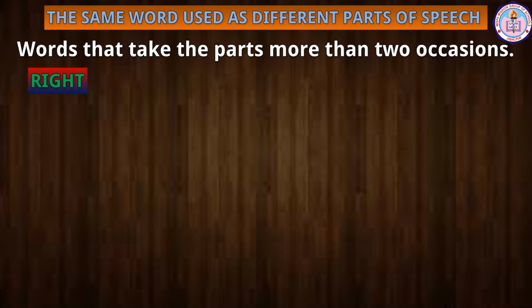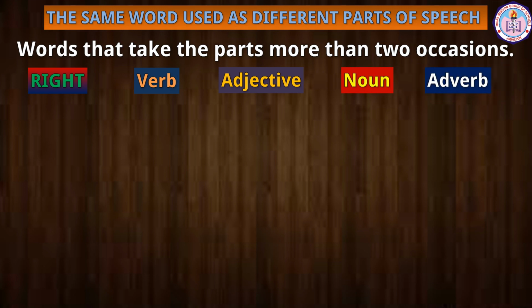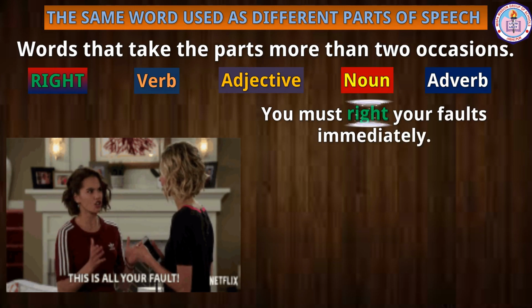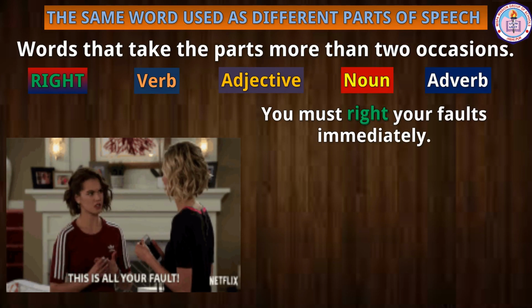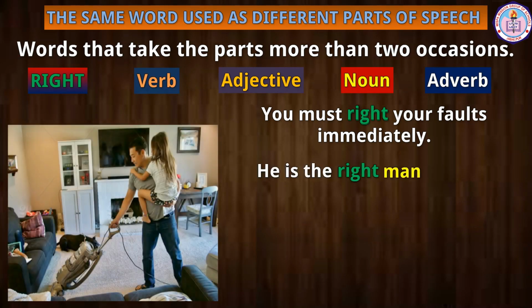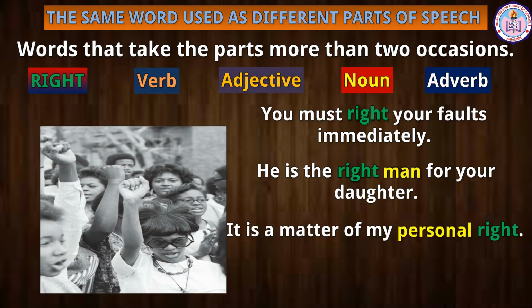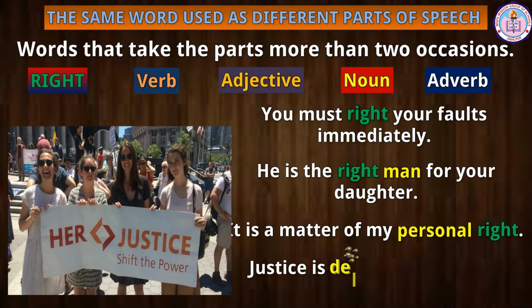Right. The word right can be used as a verb, an adjective, a noun, or an adverb. Examples. You must write your faults immediately. Here, write is the action word in this sentence, keeping the role of the verb. It means you should correct your faults immediately. He is the right man for your daughter. Here, right is an adjective of the noun man. It is a matter of my personal right. Here, right is a noun, modified by the adjective personal. Justice is delivered right to her. Here, right is the adverb that modifies the verb delivered.